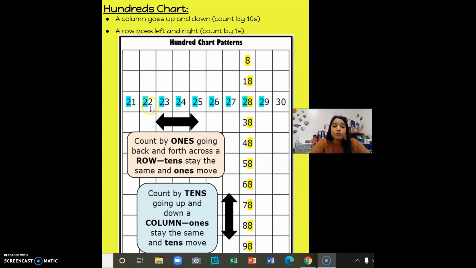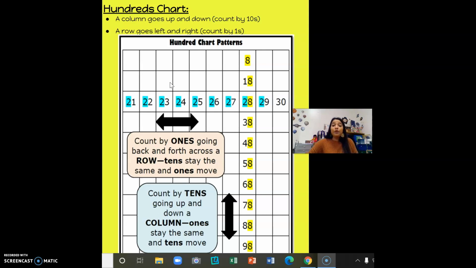Our ones place moved. Let's do one more of 22. So we're going to go forward, and now we have 23. So 23, notice we still have 2 tens. Our tens place did not move. So it's important to know that our row, we go left and right. We count by ones. And our tens place does not move.